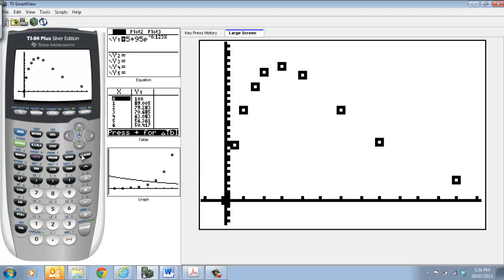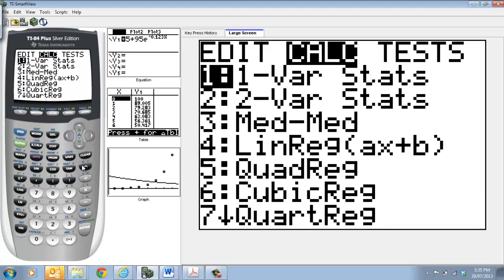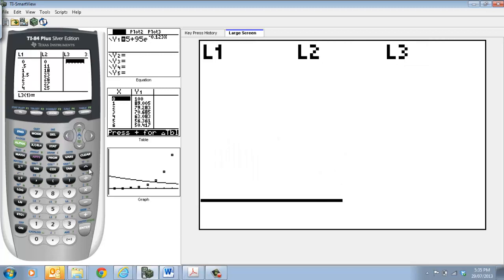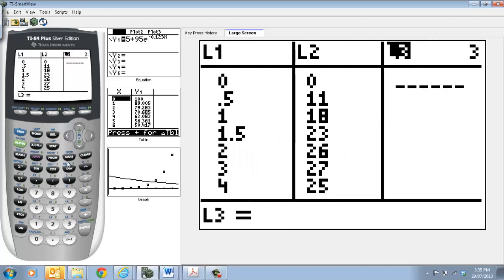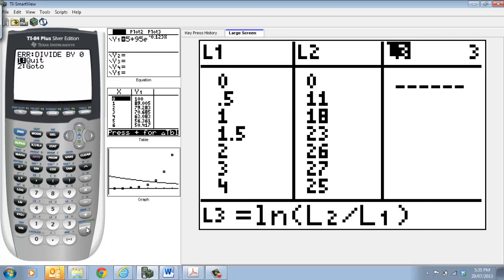Now the next bit is to try and actually model that, so we're going to go through a couple of processes to do this. The first step is to go back to your stat button and go to edit. And remembering what we need to do is find the ln of list 2 over list 1. So I put that in there, ln, list 2 divided by list number 1, and enter. That should fill that down.